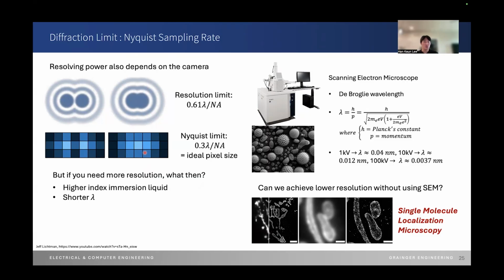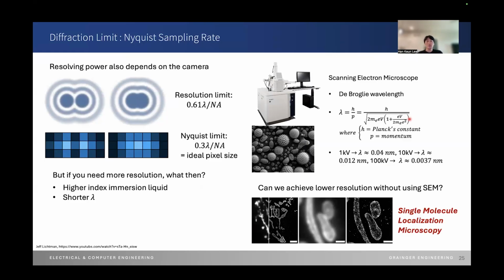But if we need more resolution, what then? We can start using a higher numerical aperture, or a higher index immersion liquid, or we can start using shorter wavelengths. A good example of using shorter wavelengths is the scanning electron microscope, SEM. SEM utilizes electrons as the source to resolve the image, and the wavelength can be calculated by the de Broglie wavelength, where wavelength is Planck's constant over the momentum. If you increase the accelerating voltage to about 100 kilovolts, the wavelength can even go down to 0.0037 nanometers.